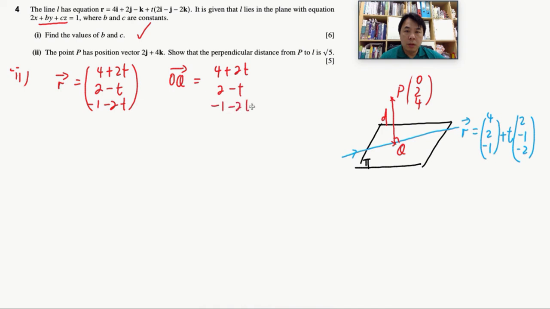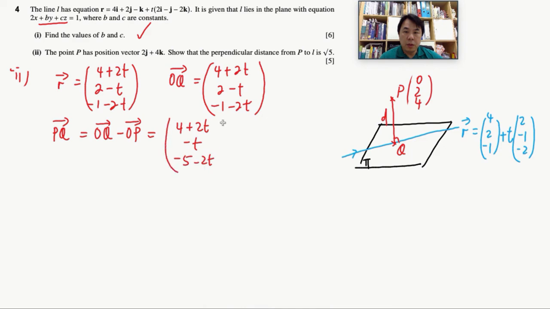Right. So that will be our OQ. And then next we're going to work out the relative vectors for PQ. So the relative vector for PQ is OQ minus OP, just for reference. So OQ minus OP, that will be 4 plus 2t, and then negative t here, because we subtract off, and then this one will be negative 5, negative 2t, and then that will be our relative vector PQ.